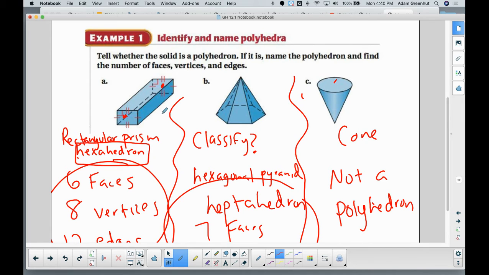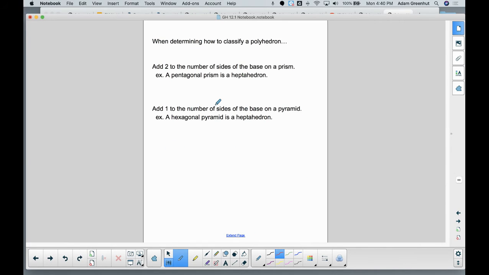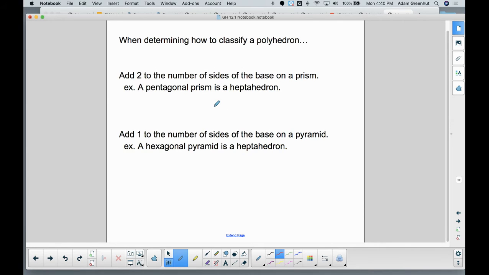I add 2 to figure out how many faces a prism would have. And since a pyramid has 1 base, I always add 1. And that's what this next slide's talking about. If we want to classify a polyhedron, we can add 2 to the sides to get prisms and 1 to get pyramids. Let me try to clear up what I'm saying here.